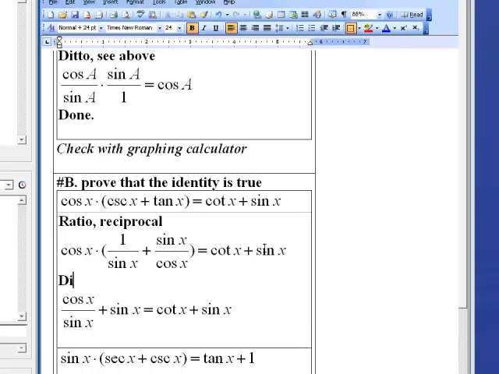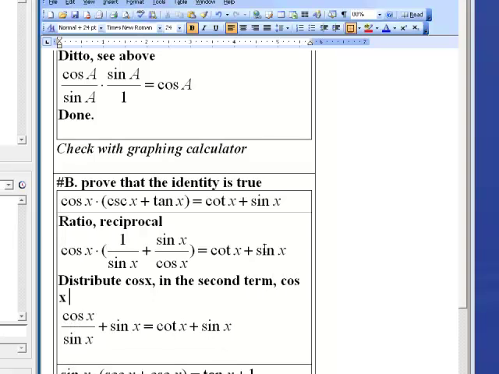So here, distribute cosine x, and in the second term, cosine x cancels. I think I want to keep this together. There we go.